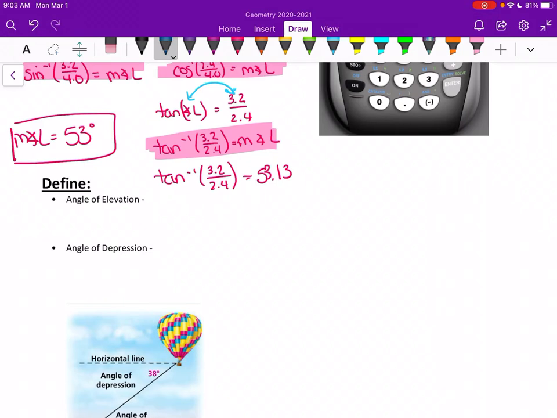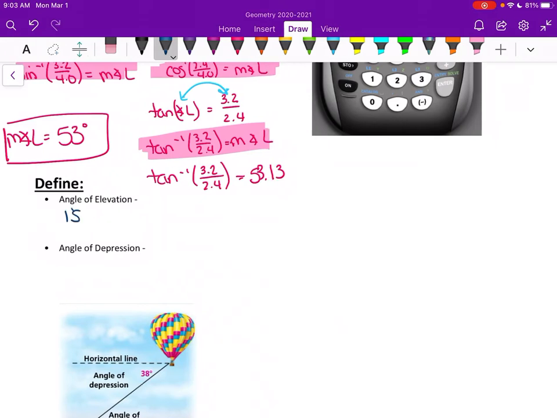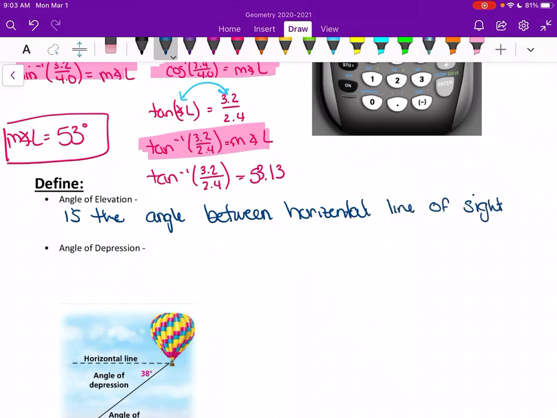Okay? So angle of elevation is the angle between the horizontal line of sight and the line of sight looking up.